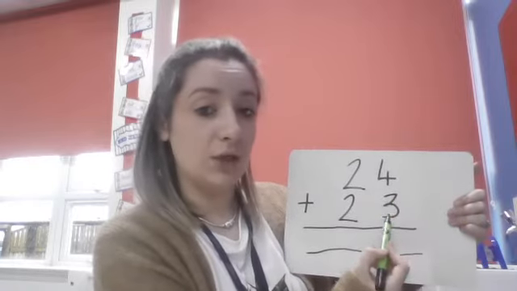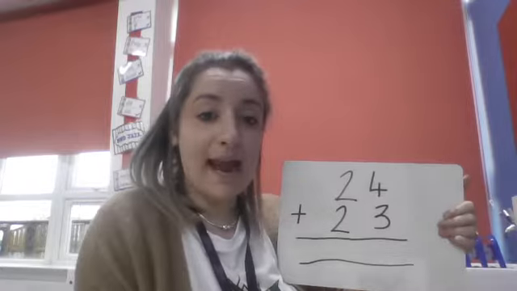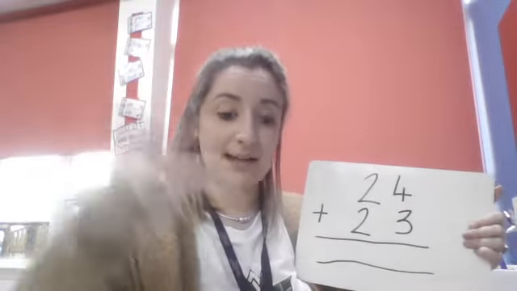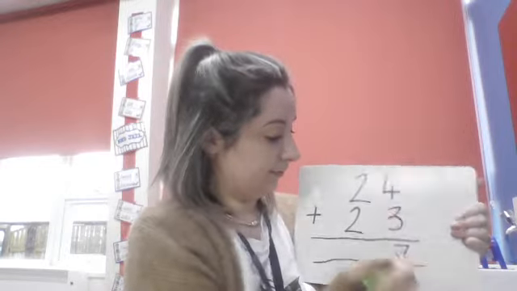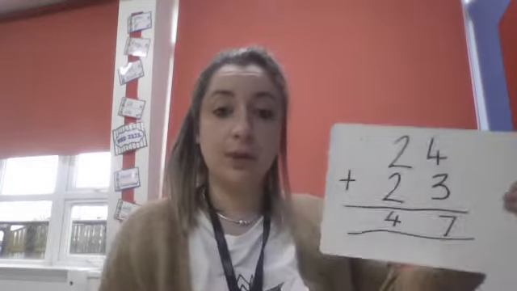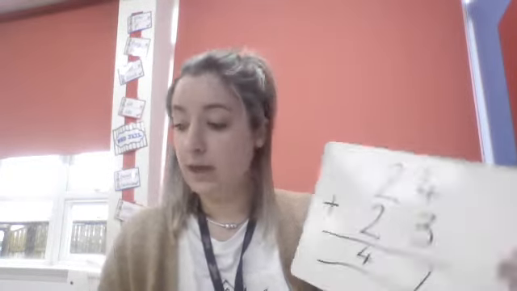I start in my ones column, so I do 4 add 3. 4 in my head, add on 3, so 4, 5, 6, 7. Then 2 add 2 is 4. So in your books, question A has been done for you, which is 47, and you are going to write the rest of them independently in your books. Pause the video again for me, Year 4, and then we're going to return back to the final section, which is section 4.